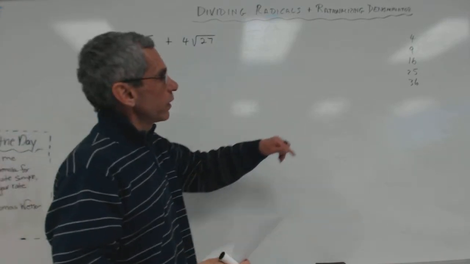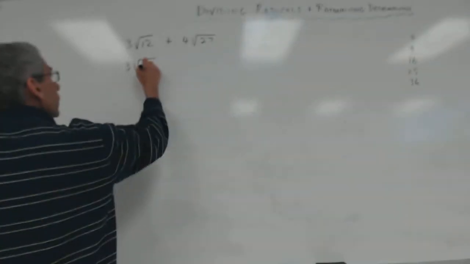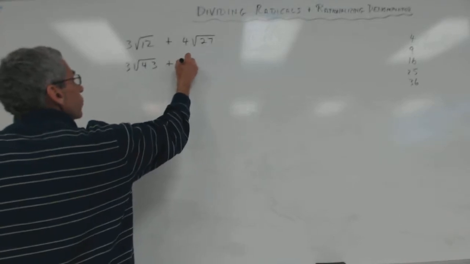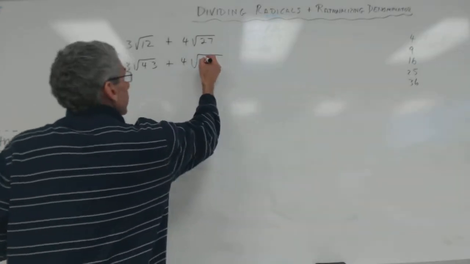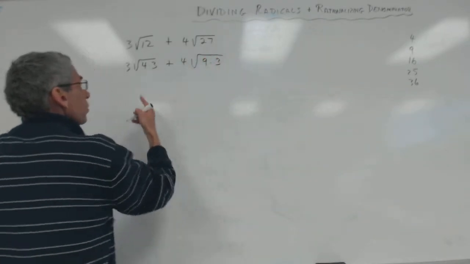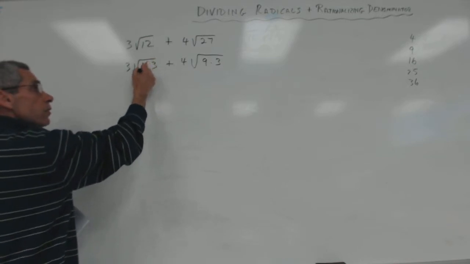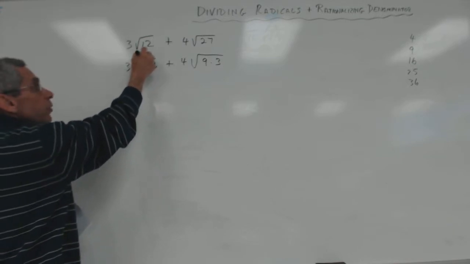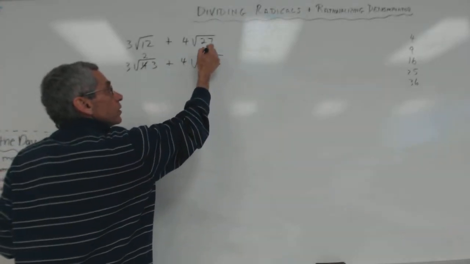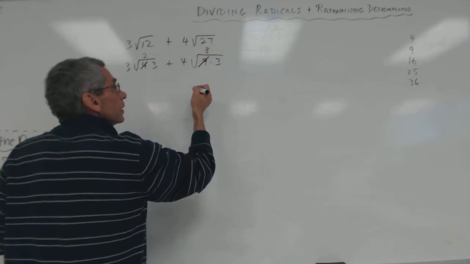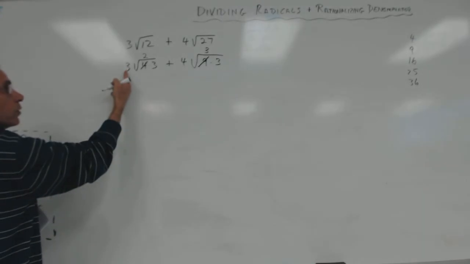So we're going to do 3 times, in parentheses, what is 12? What's my greatest perfect square? 4. Okay, 4 times 3, right? I could do the square root of 4 times 3, and then plus 4 times the square root of 9 times 3, right? Okay, now what is the square root of 4? 2. So I'm going to cross 4 out and put a 2 up there for a second. What's the square root of 9? 3. I'm going to cross the 9 out, put a 3 up here for a second. And that 3 is going to be multiplied times that 4. That 2 is going to be multiplied times that 3.